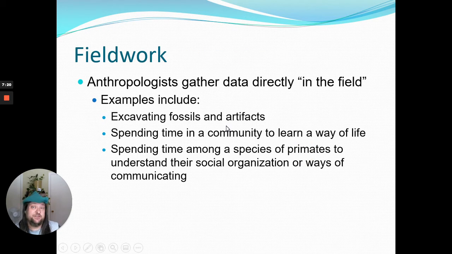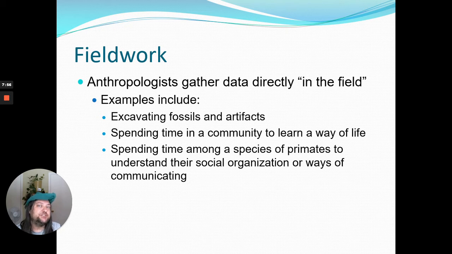Fieldwork is the third thing that's listed as setting anthropologists apart. Now, it's not that people in other fields don't do fieldwork. Some of them do, but it's not always a central part of their work. They can choose to do fieldwork, but it's not necessarily a heavy focus. Whereas in anthropology, if you become an anthropologist, it almost goes without saying that you're going to do some kind of fieldwork. And that means going to gather data directly in the field. Not necessarily like a field on a farm, but in a location.